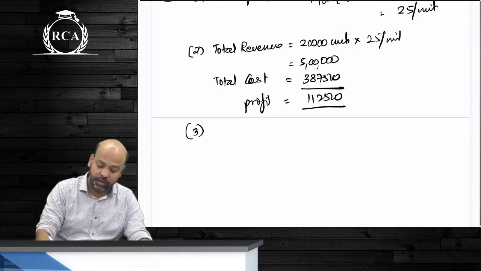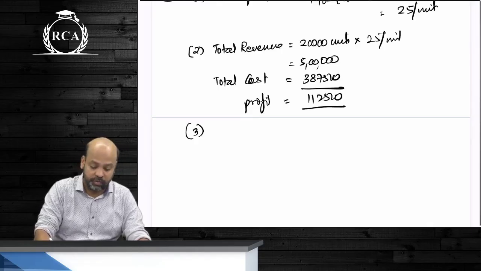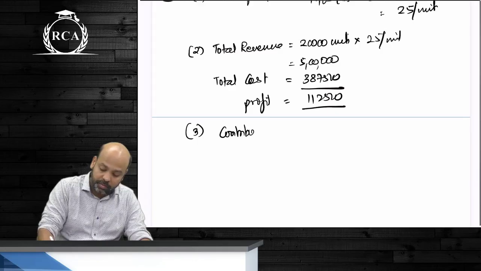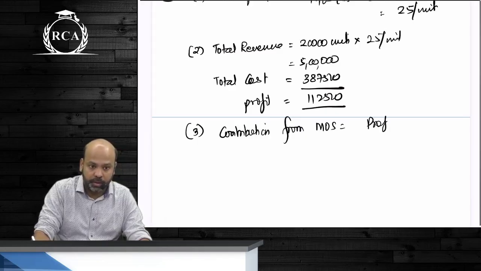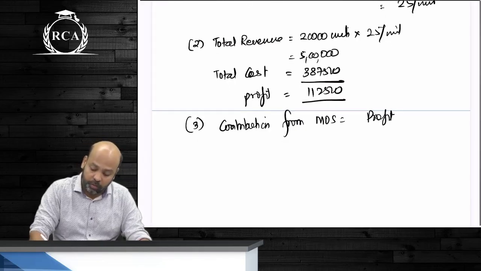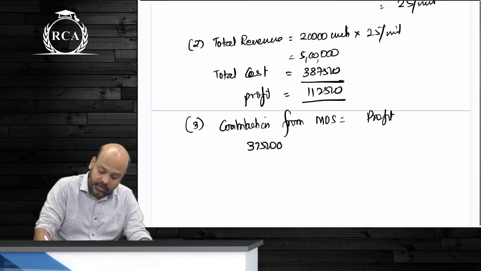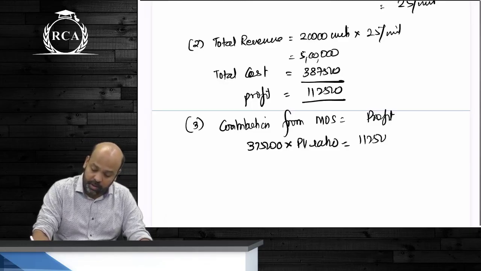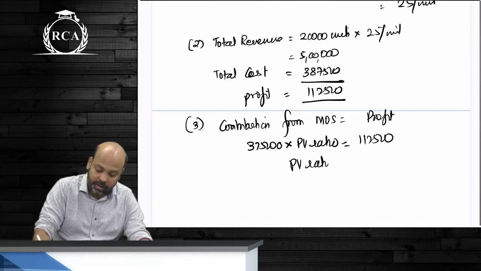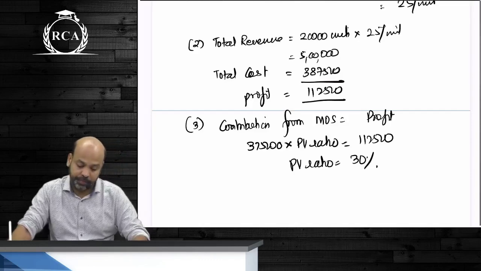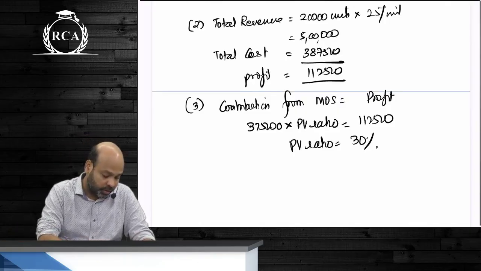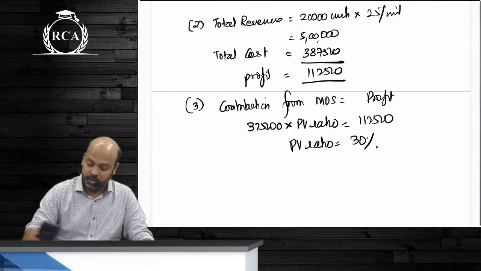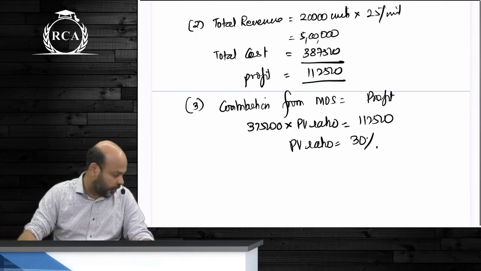Now you can compute PV ratio. You know what is the relation between MOS and margin of safety guys. The contribution from margin of safety itself will be the amount of your profit. Margin of safety in rupees guys is given as 3,75,000. This multiplied by PV ratio guys will give us the amount of profit. And profit is 1,12,500. So your PV ratio guys will be equal to 30%. Using total revenue and total cost beta, we got the amount of profit. Using profit and contribution from this, I got the amount of PV ratio.